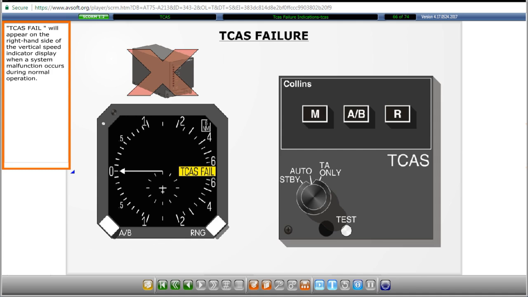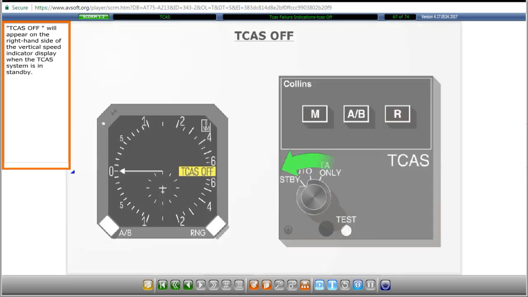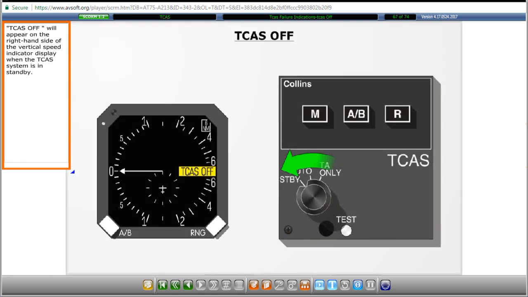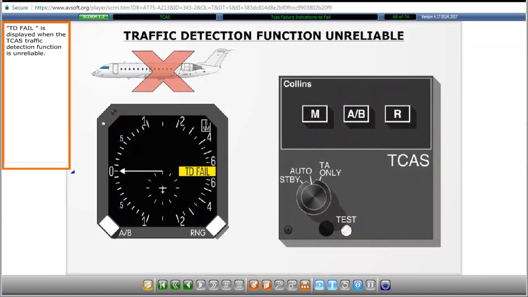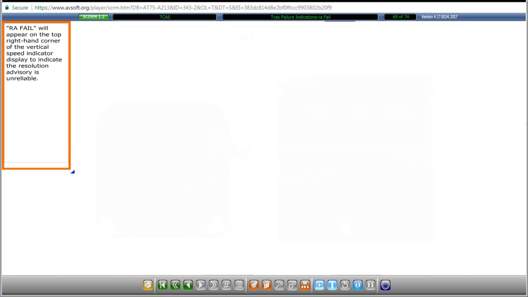TCAS failure will appear on the right-hand side of the vertical speed indicator display when a system malfunction occurs during normal operation. TCAS off will appear on the right-hand side of the vertical speed indicator display when the TCAS system is in standby. TD fail is displayed when the TCAS traffic detection function is unreliable.